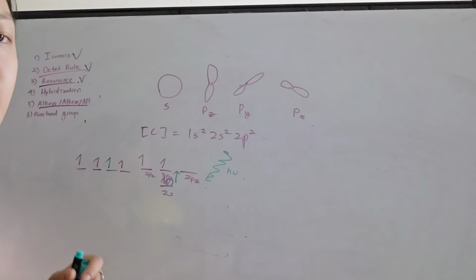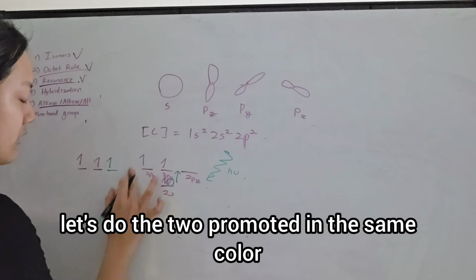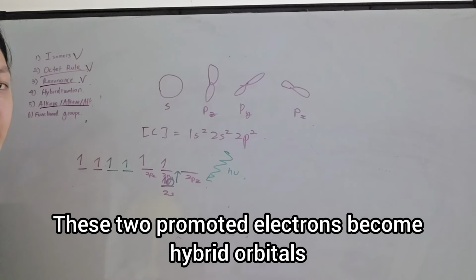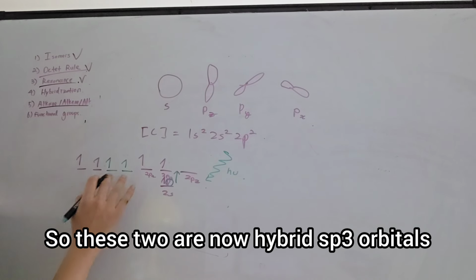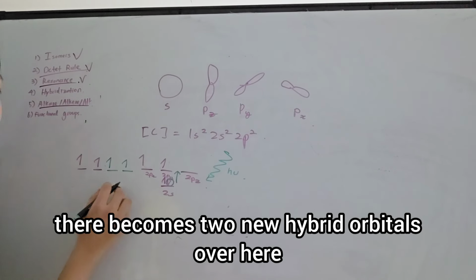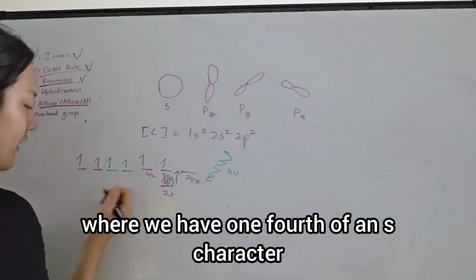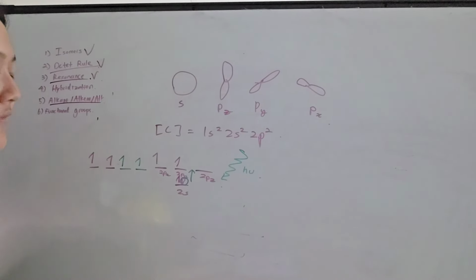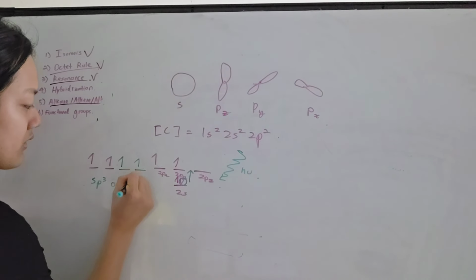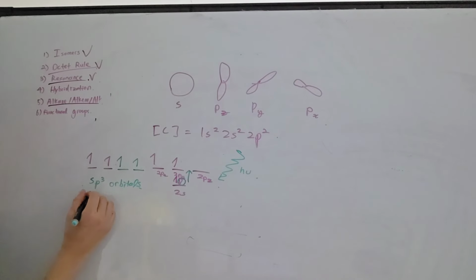So then, these two promoted electrons, actually let's do the two promoted in the same color. These two promoted electrons become hybrid orbitals. So these two are now hybrid sp3 orbitals. So there become two new hybrid orbitals over here where we have 1/4 of an s character. They are called sp3 orbitals. And they have 1/4 of s character.